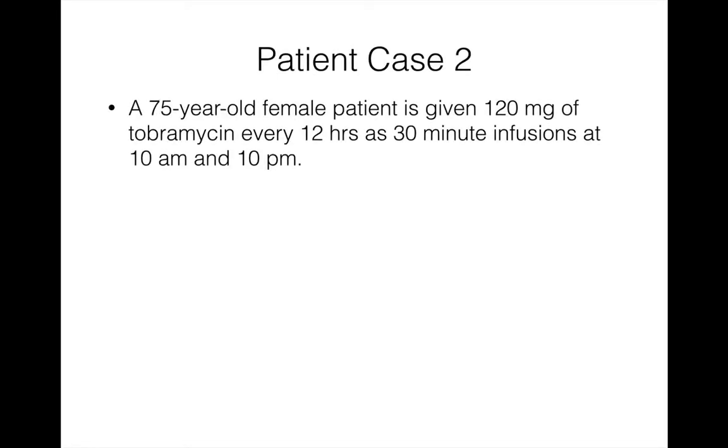Let's now move into patient case 2 of aminoglycoside dosing. In this case, we have a 75-year-old female patient who's given 120 milligrams of tobramycin every 12 hours as 30-minute infusions at 10 a.m. and 10 p.m.